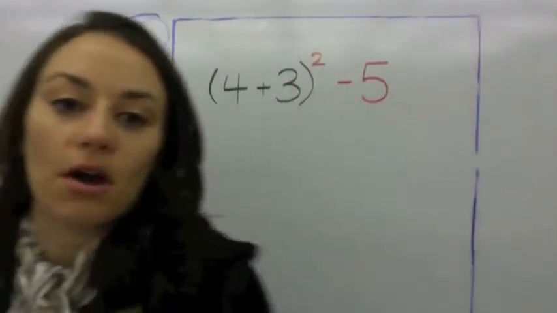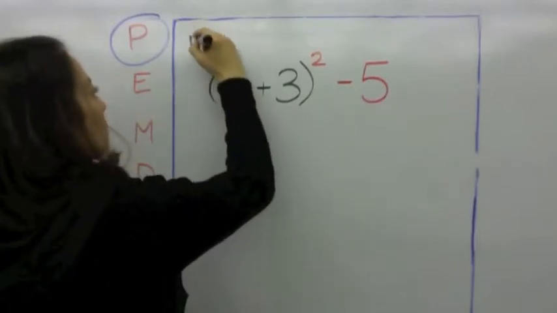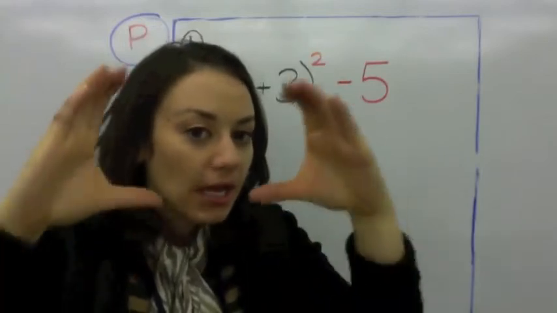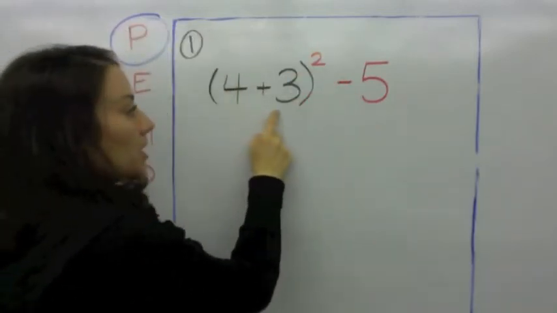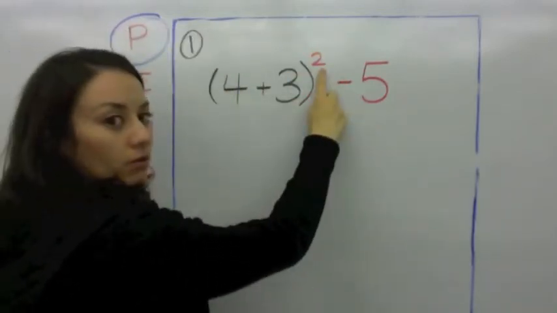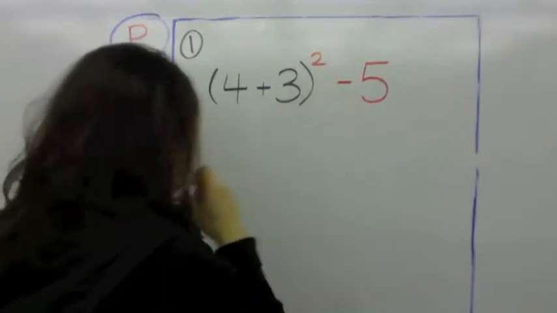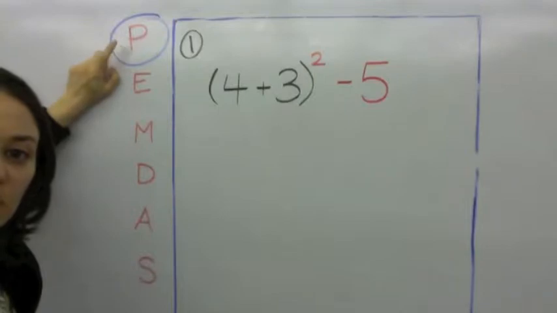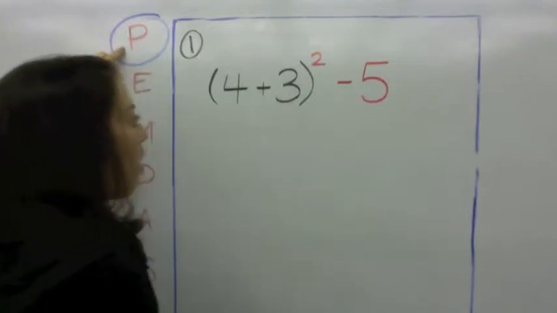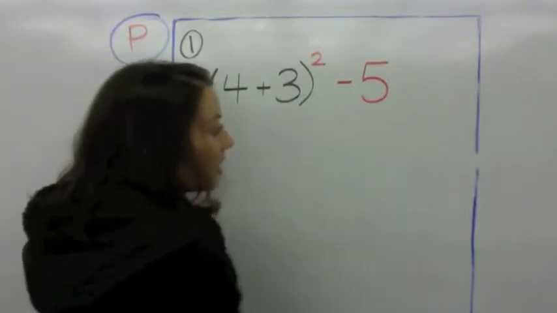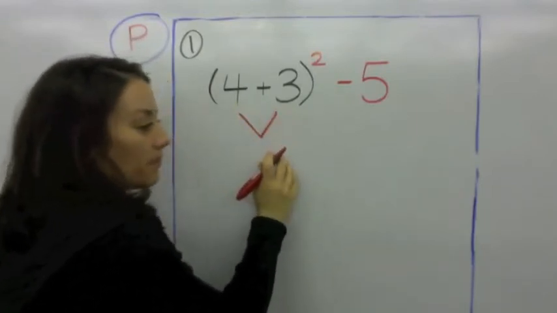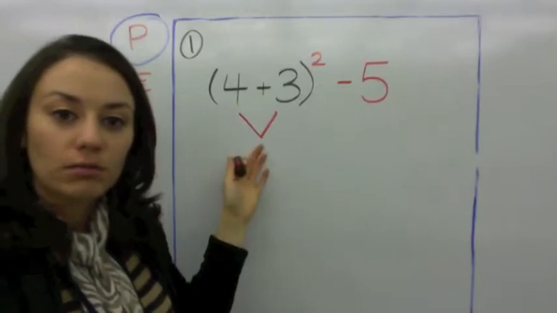So let's take a look at our first problem. Read it with me. In parentheses, 4 plus 3 to the power of 2, or squared, minus 5. So what do you have to do first? What's the P stand for? I told you it's called parentheses. So now you're going to make a V. And tell me, what is 4 plus 3?